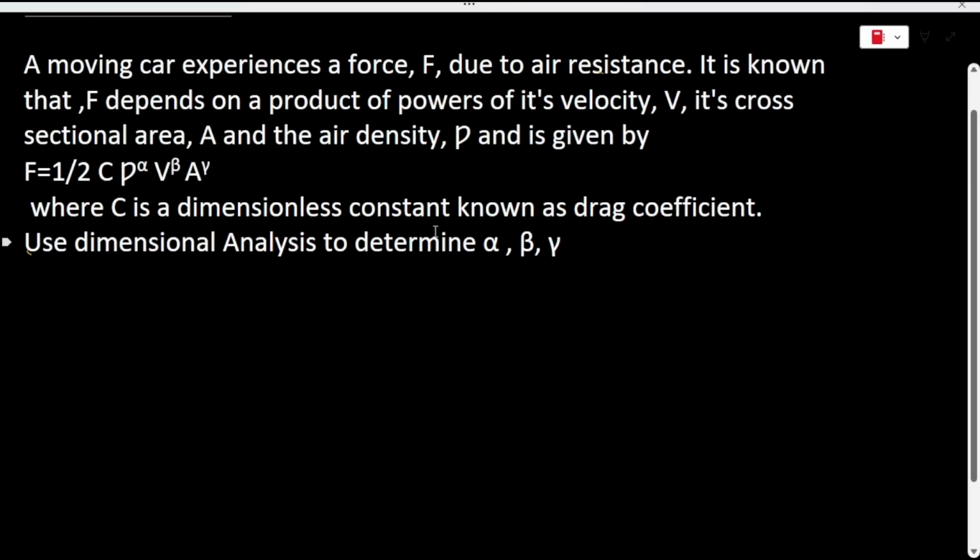In this video, we'll be looking at a question on dimensional analysis and how to use it to determine alpha, beta, and gamma, which are exponents to the density of air, the velocity of the moving car, and its cross-sectional area. Now, the cross-sectional area is that surface of the moving car that interacts with the air. And as it moves, it experiences forces of opposition due to the air resistance.